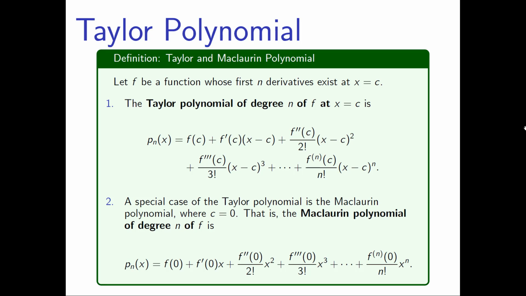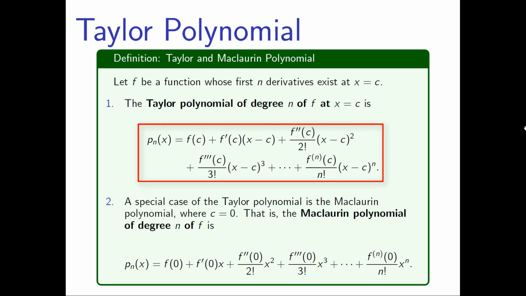So these are actually two definitions, the definition of a Taylor and a Maclaurin polynomial. As we'll see in a second, the Maclaurin polynomial is actually just a special case of the Taylor polynomial. Okay, so our Taylor polynomial of degree n of a function f, and we say it's centered at x equals c, is given by this formula.